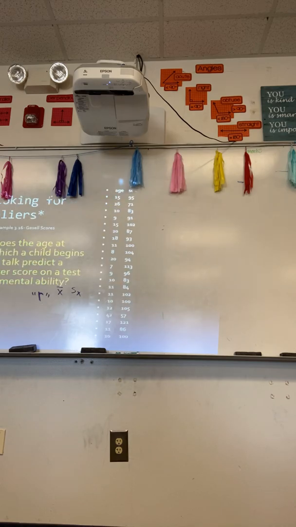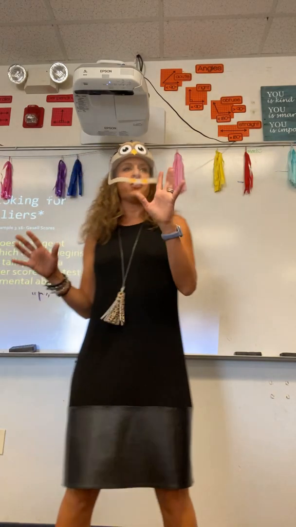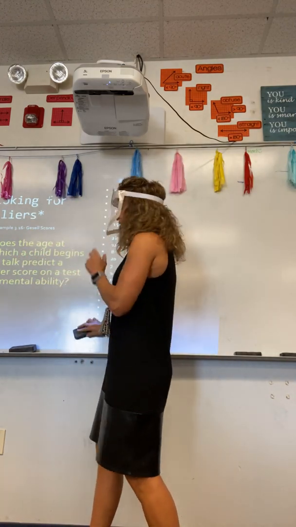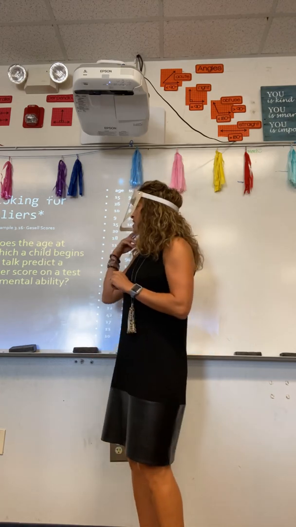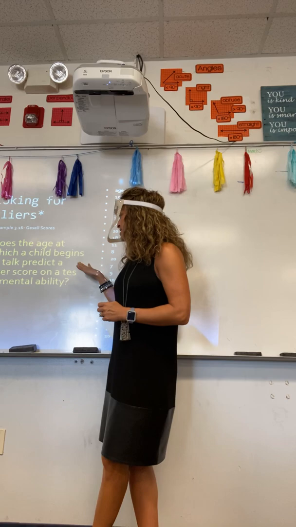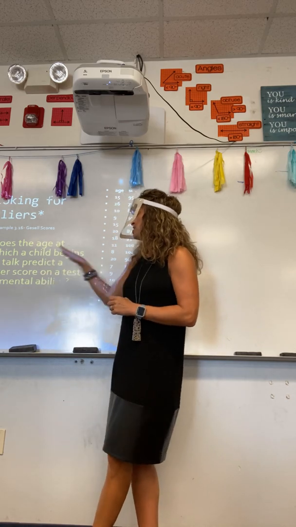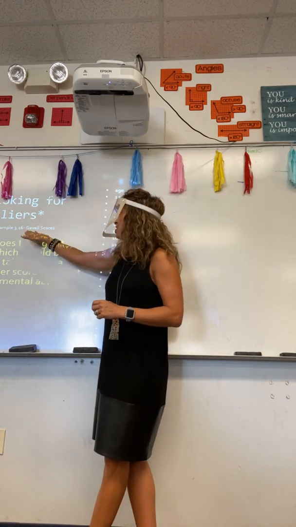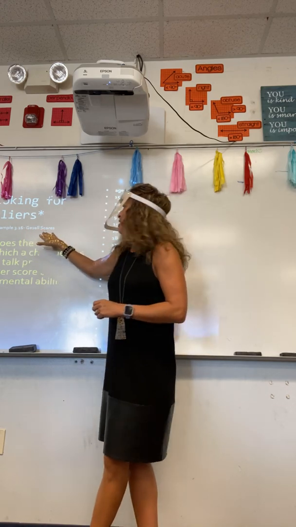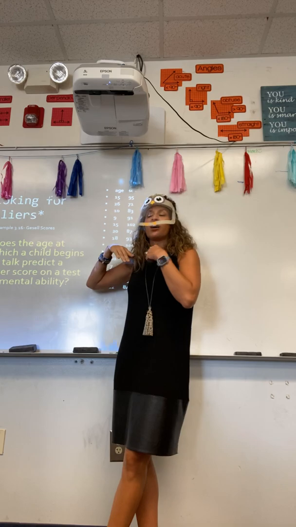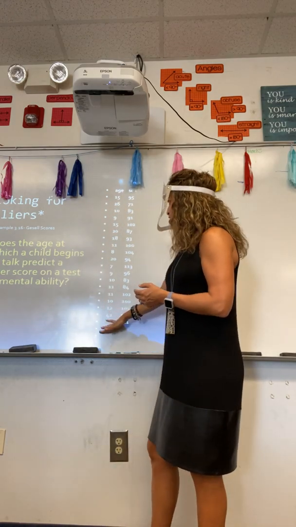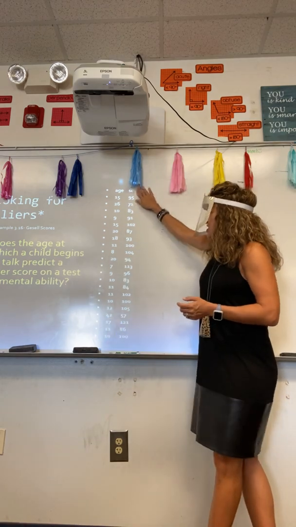All right, so now what we're going to do is look for some outliers and see if we can find them. This is example 3.16 in your book: does the age at which a child begins to talk predict a later score on their test of mental ability? It's called the Gesell scores. So anyhow, there is a test of mental ability. This is the age at which they began to speak, and this is their score.